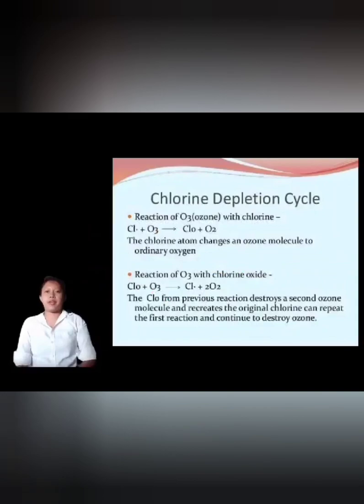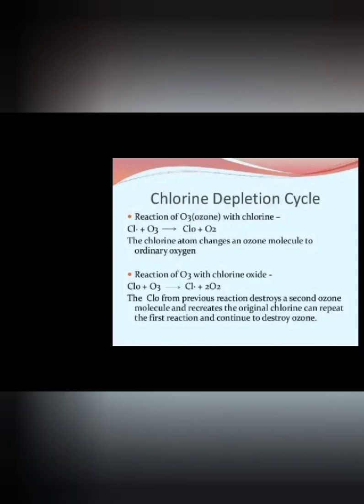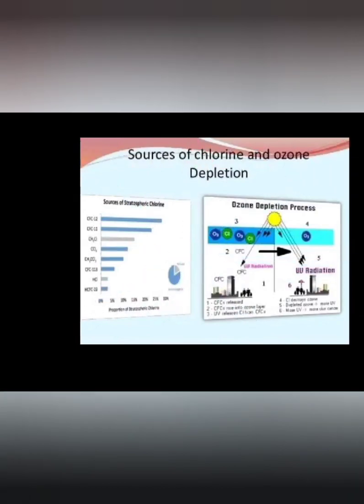Chlorine depletion cycle. Reaction of ozone with chlorine: the chlorine atom changes an ozone molecule to ordinary oxygen. Reaction of ozone with chlorine oxide: the chlorine oxide from the previous reaction destroys a second ozone molecule and recreates the original chlorine, which can repeat the first reaction and continue to destroy ozone. Sources of chlorine and ozone depletion.